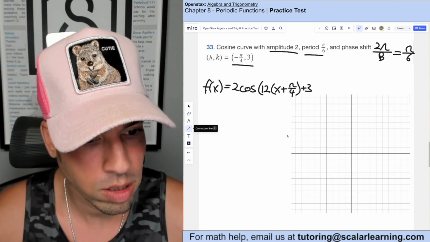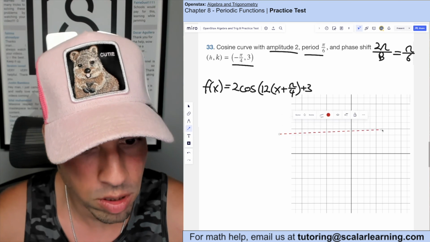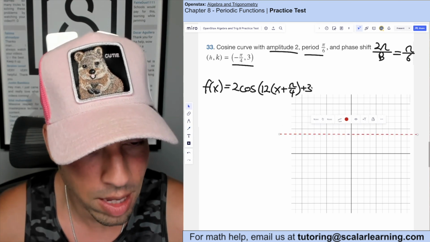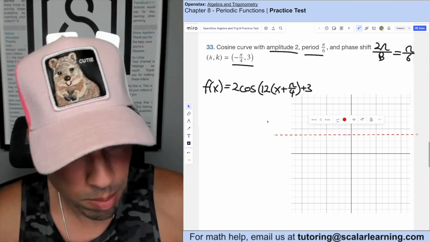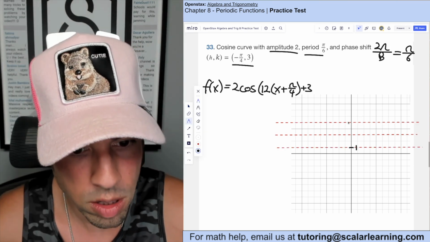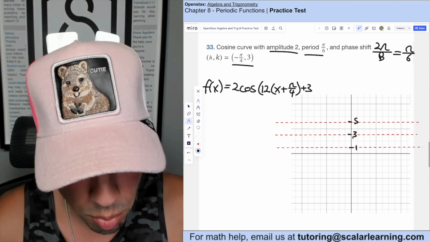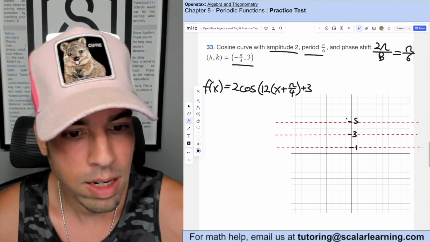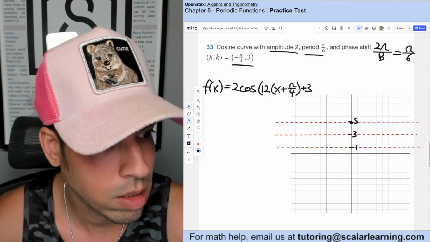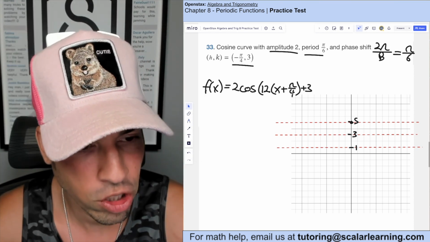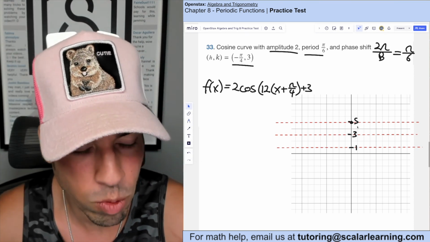Okay, now let's draw the center line. We have a midline or center line at y equals 3. Then we're going up by 2 and down by 2. That's the amplitude. So the lowest it'll go is 1, the highest it will go is 5, and the midpoint is at 3 here. Normally cosine starts right here at the max, but because of this horizontal shift by pi fourths, we're moving it pi fourths to the left.